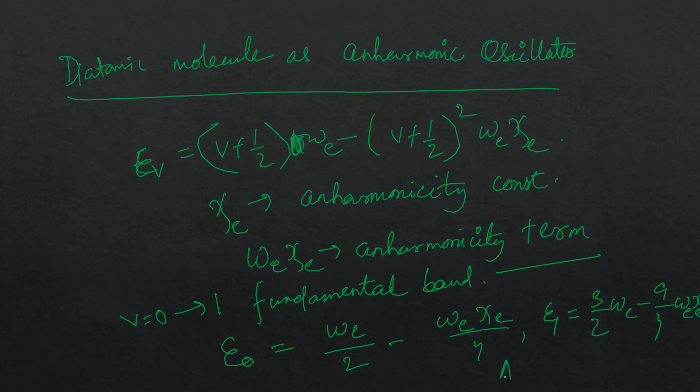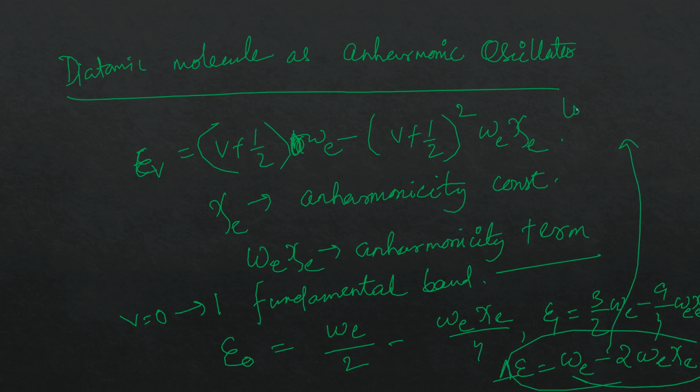So you can have del E for 0 to 1. You can subtract it. It will be ω_e minus 2 ω_e χ_e. This is a what? First fundamental band. Next is what? First overtone. First overtone is 0 to 2. Okay.